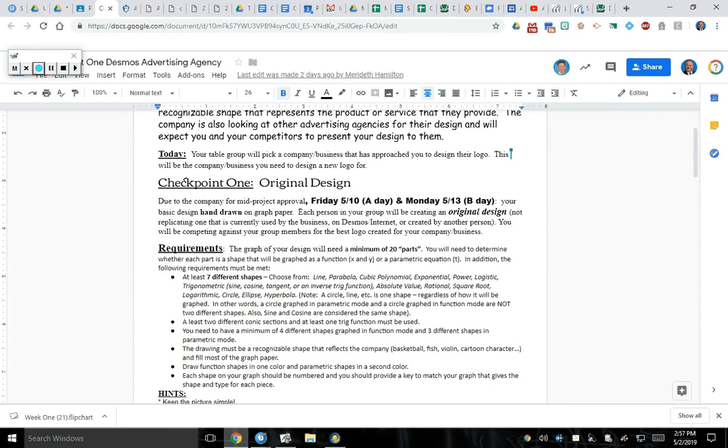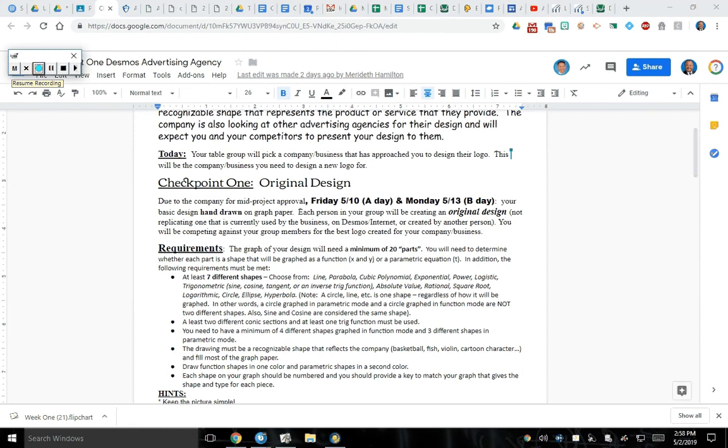Now, for today, what I want you to know is you're going to be put into groups here in just a bit. The groups are going to consist of 3 to 5 people. That doesn't mean one person's going to do all the work, because that's not how this project works, okay? That just means you 3, maybe up to 5 people, are going to have the same business. So if you all pick, let's say, Walmart, then every single one of you is going to compete against each other for the best logo.